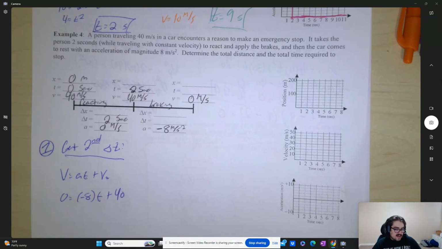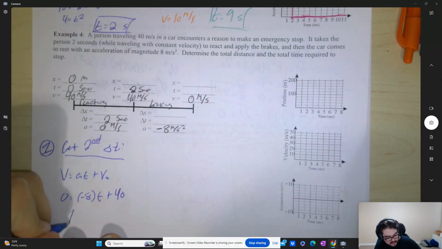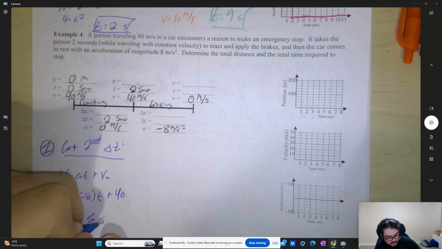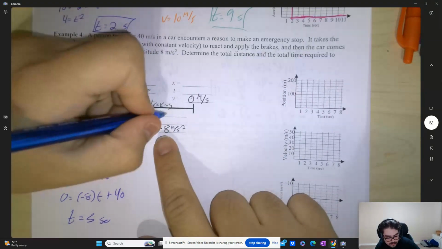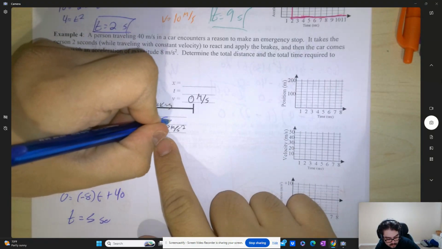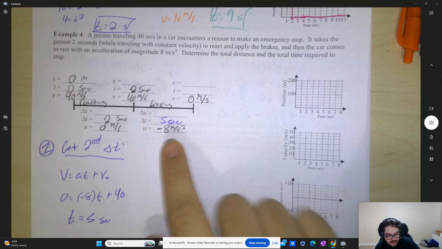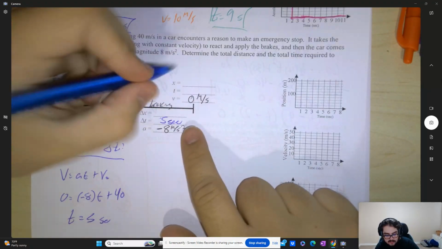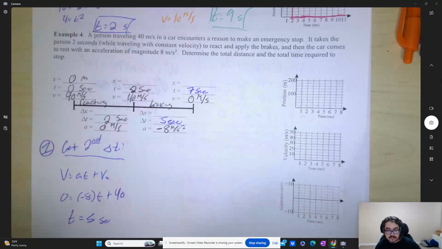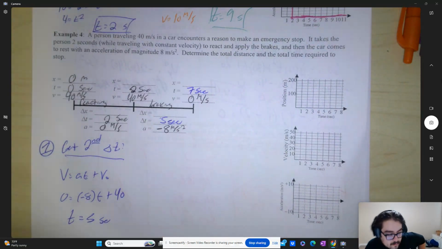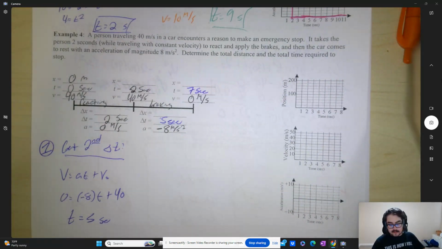If you solve that out, you'll see that t should be equal to 5 seconds. And you can probably tell that because you're thinking, move the 8t to the other side, and then there you go. So the final time interval should be 5 seconds. And if we're at 2 seconds here, then the change of 5 would give us 7 seconds. So it takes 7 seconds for him to completely stop, which is a pretty long time.